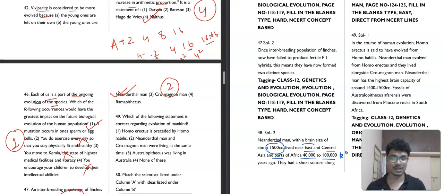Then question number 49. It is saying, which of the following statements is correct regarding the evolution of mankind? Homo erectus is preceded by Homo habilis. So Homo erectus is preceded by Homo habilis. It is correct. Neanderthal man and Cro-Magnon man are living at the same time. Not correct. Australopithecus was living in Australia. No, Australopithecus was not living in Australia. This is in Africa. Then none of this. So the first option is the correct answer.